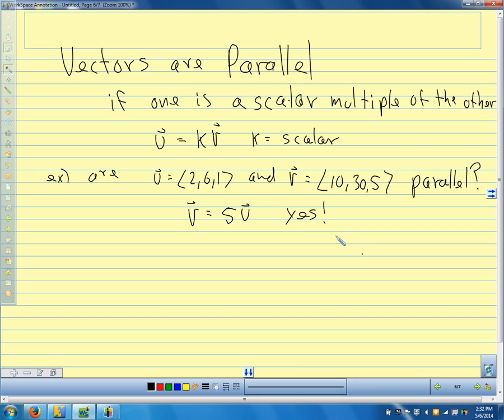So that's the easy way to tell if vectors in space are parallel. When we talked about them in the plane, we talked about them having the same slope, but in space, the idea of slope is not quite the same thing. So we have to figure out another way to talk about their direction, and this is how we talk about their direction.